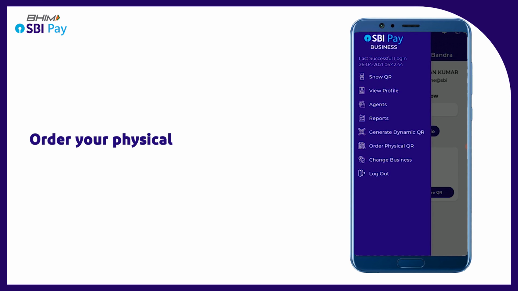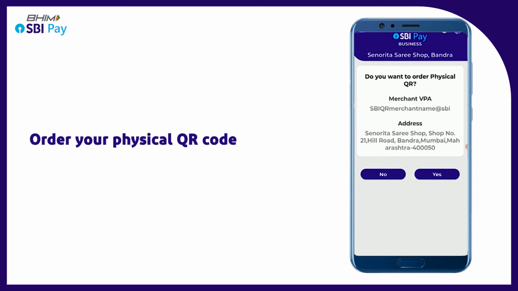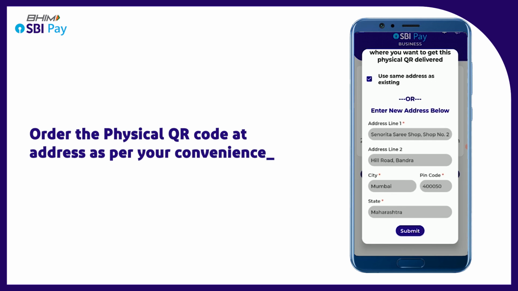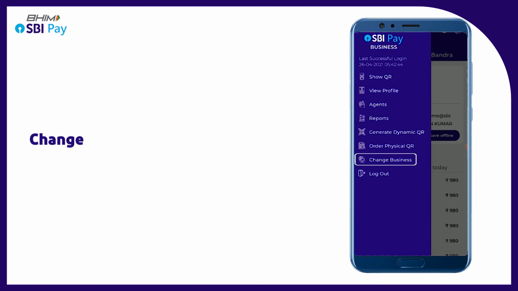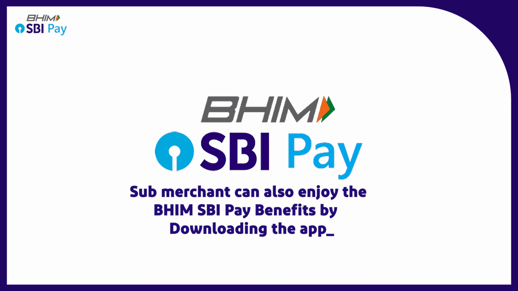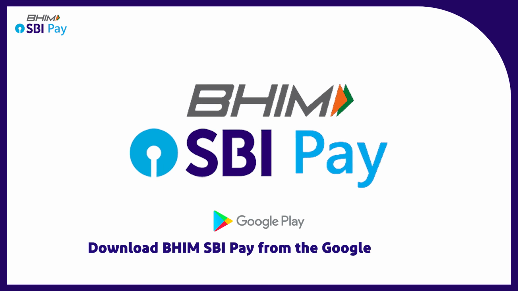The app allows you to order a physical QR code by going to the Order Physical QR tab in the menu list. The physical QR code can be delivered to the registered address, or a new address for delivery can be added manually. The merchant can change his business activity by going to the Change the Business tab in the menu list. A sub-merchant can also register on the app to view MIS details, generate dynamic QR code, and other benefits by downloading the BHIM SBI Pay app.